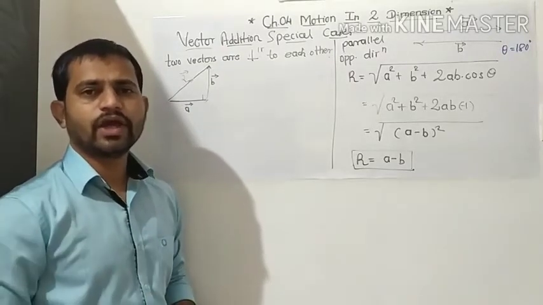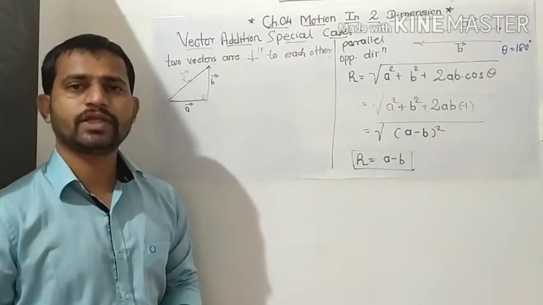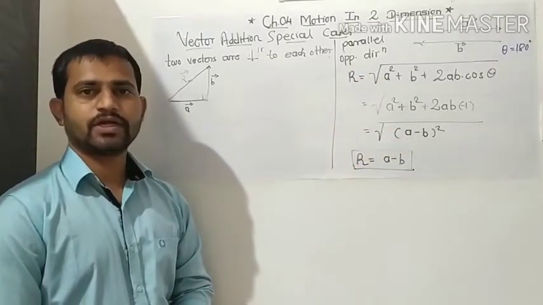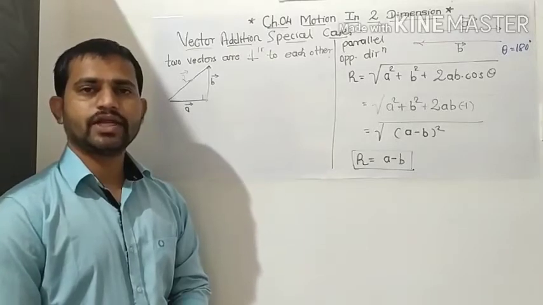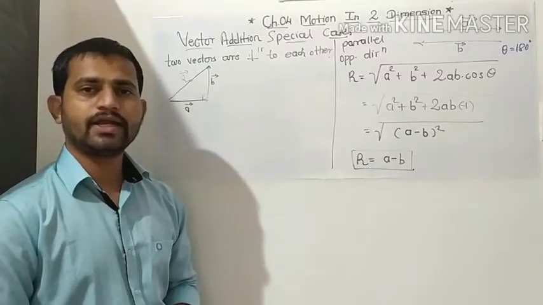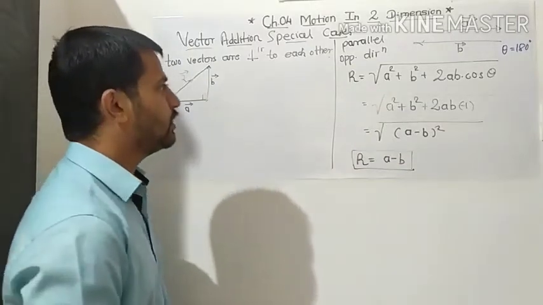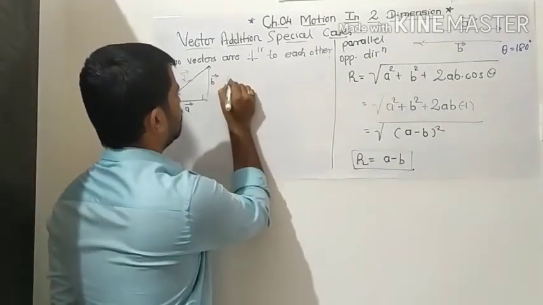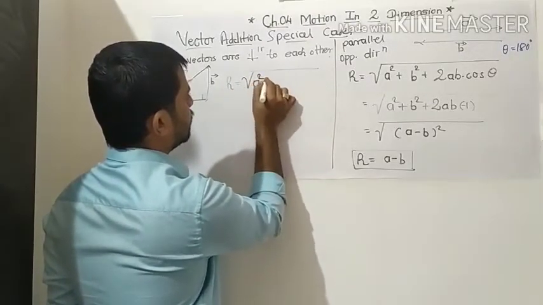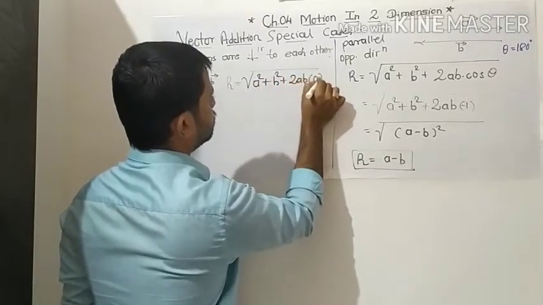Now if we have to find out the value of the resultant here, then we apply the same formula, R is equal to under root of A square plus B square plus twice AB cos of theta. In that, the value of theta will be 90 degree. So when we put the value of 90 degree, R is equal to under root of A square plus B square plus twice AB into 0.